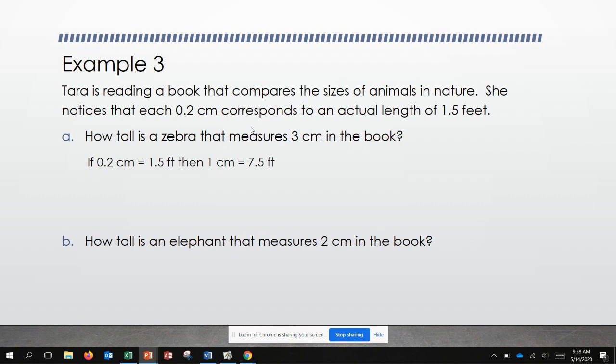Well, if the zebra is 3 centimeters tall in the book, we know that each centimeter is equivalent to 7.5 feet. 3 times 7.5 is going to get you 22.5 feet. Now, how tall is an elephant that measures 2 centimeters in the book? The same thing, right? 2 centimeters times the actual length of each centimeter, which is 7.5 feet, you have 15 feet for the height of our elephant.